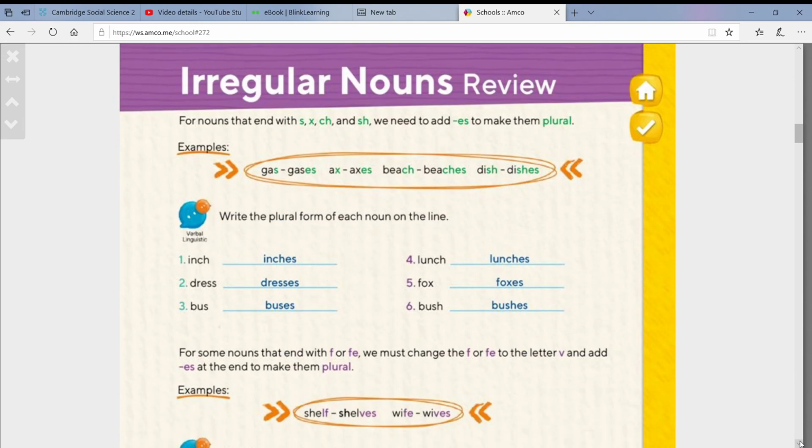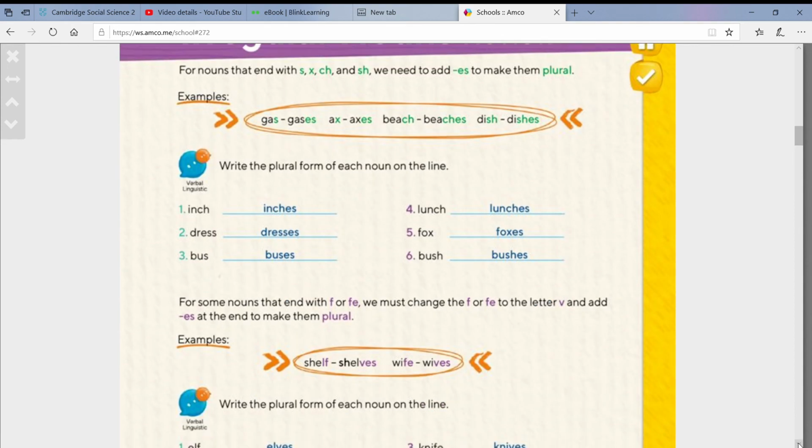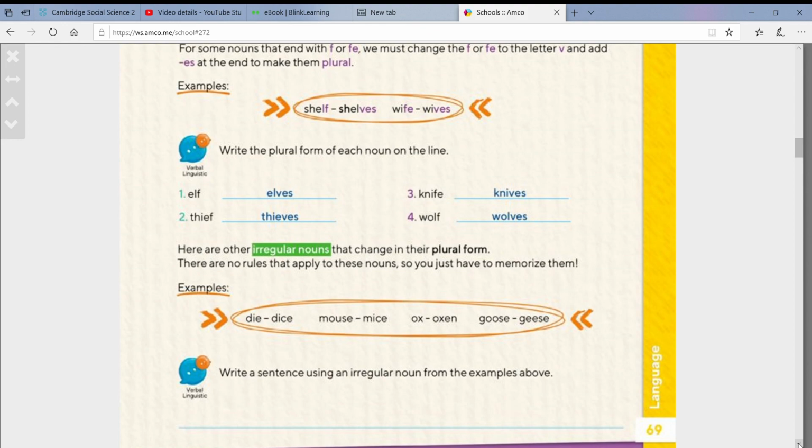Now, let's have a look at the irregular nouns. Here we have 1 inch, 2 inches. Dress, dresses. Bus, buses. Lunch, lunches. Fox, foxes. Bush, bushes. If you have it good, give yourself a tick. If you have it bad, put a cross and write the word again. Write the correct answer.